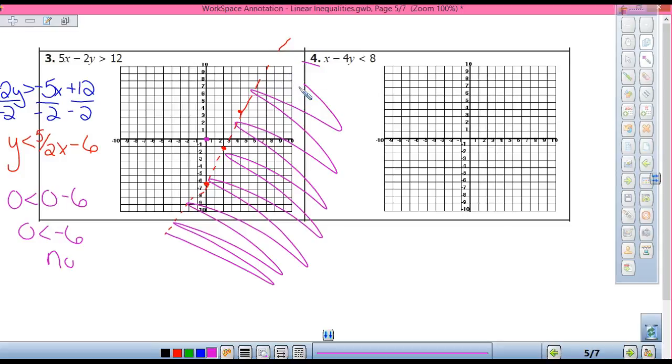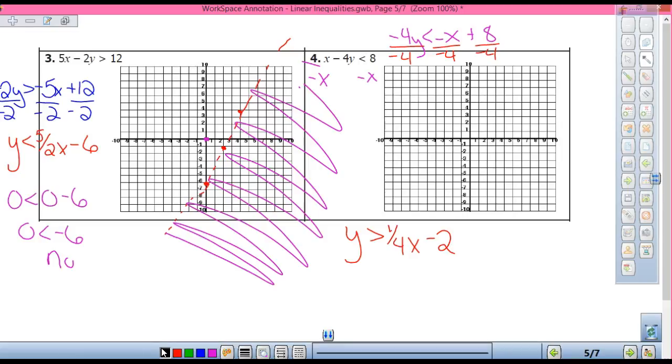All right, in number 4, first step. Minus x. So I have negative 4y is less than negative x plus 8. Now what? Divide by negative 4. If I divide by a negative, what do I have to do? So y is greater than, there you go, 1/4 x minus 2.